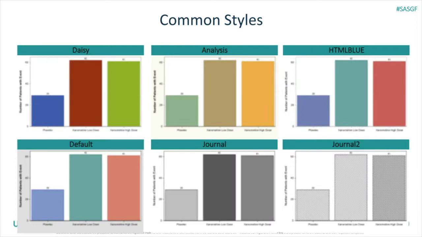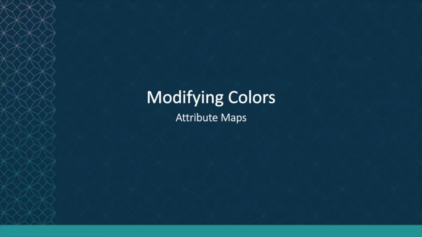SAS has over 50 styles available that you can use. You can see that they vary vastly based on color, based on font, based on size. There are a number of attributes that vary, and depending on what your needs are, you can pick from one of these 50 styles. But sometimes those styles don't always meet our needs. So we're going to talk about how to adjust these colors using various techniques.